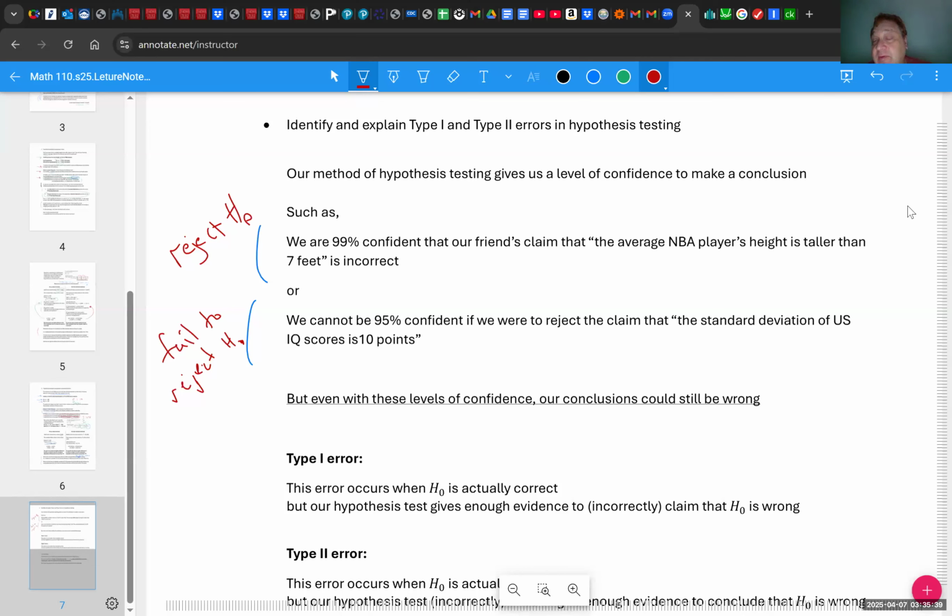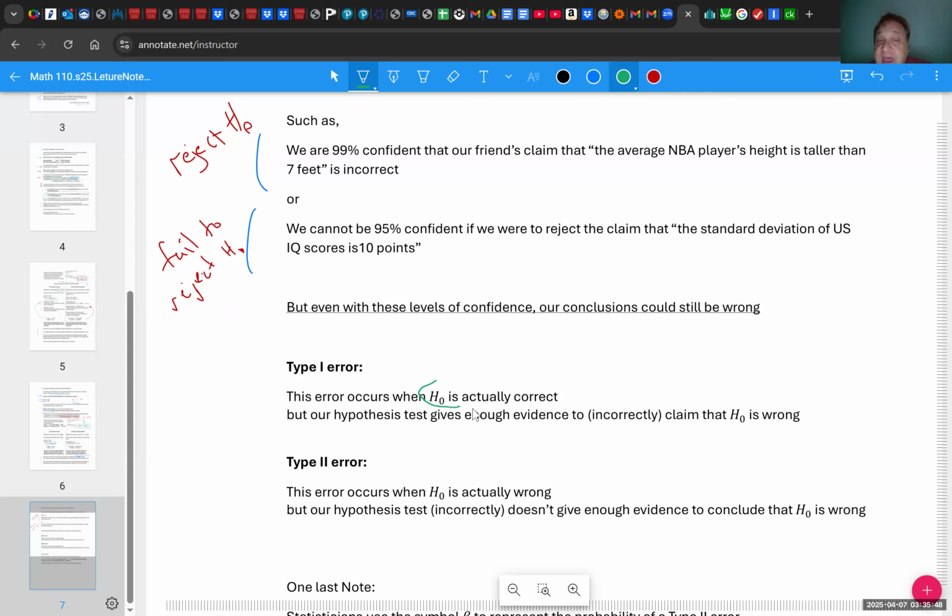All right, so that's the setup for type 1 and type 2 errors. So let's talk about what the type 1 and type 2 errors are. So the type 1 error occurs when H0 is actually correct. By the way, a type 2 error occurs when H0 is actually wrong. So that's the difference between type 1 and type 2 errors. A lot of students have a hard time differentiating between the two of them or get them confused. Type 1 is H0 is actually correct. In the real truth of the world, the null hypothesis is correct for type 1 error. And in the real truth of the world, for a type 2 error, the null hypothesis is actually wrong.